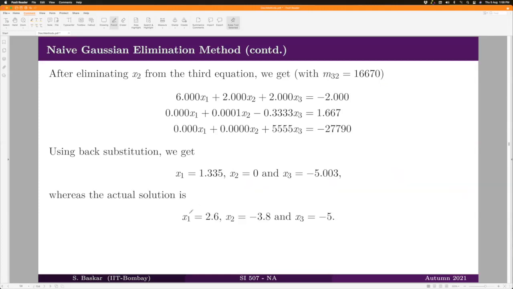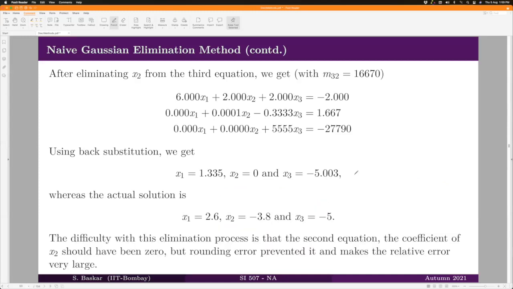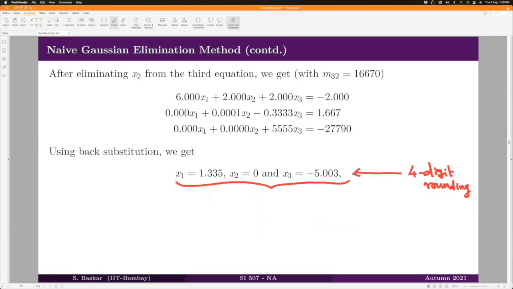Now, what is the exact solution? You can see that the exact solution is given like this. And when you compare the exact solution with the one we computed using 4-digit rounding, you see that these two are in no way close to each other. Well, x3 is okay, but all other components of the solution are nowhere near the exact solution. So where did we go wrong? Let's go back and see.